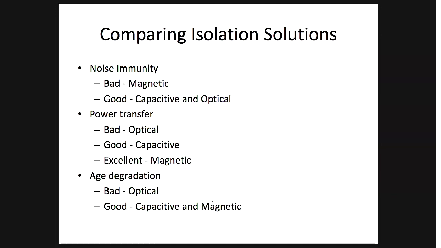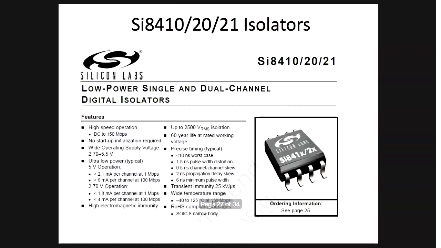And now we understood how isolation works. You have an LED, a photodiode connected to a transistor, or a light sensitive transistor, and then the signal goes through. So that is giving you an isolation. Then some other people thought maybe we can design a better isolator. So they designed the SI84110 isolator. This is called a low power single and dual channel digital isolator. They can get high speed operation, DC to 150 megabits per second. No startup initialization required.